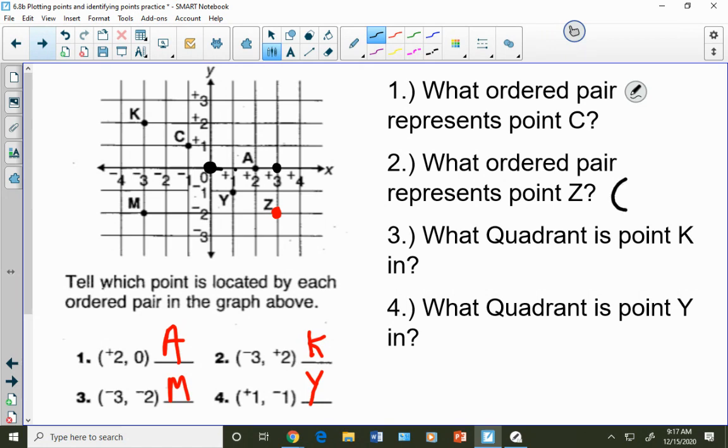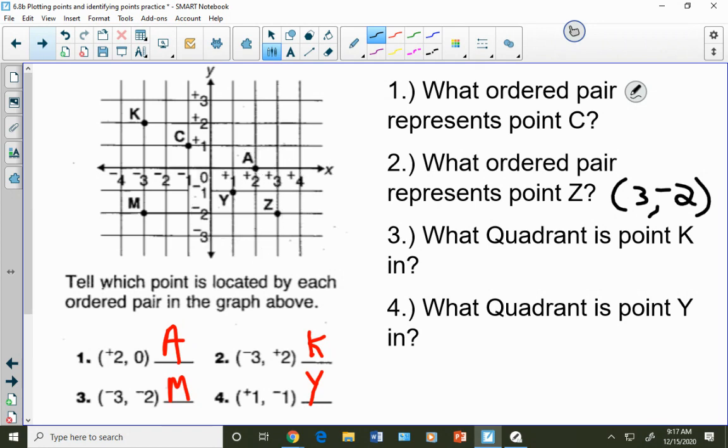So X will be positive 3. And then I have to go up, which is positive y, or down, which is negative y, to get to Z. I have to go down, which is negative y. So I go down, -1, -2. So that's my ordered pair for point Z.